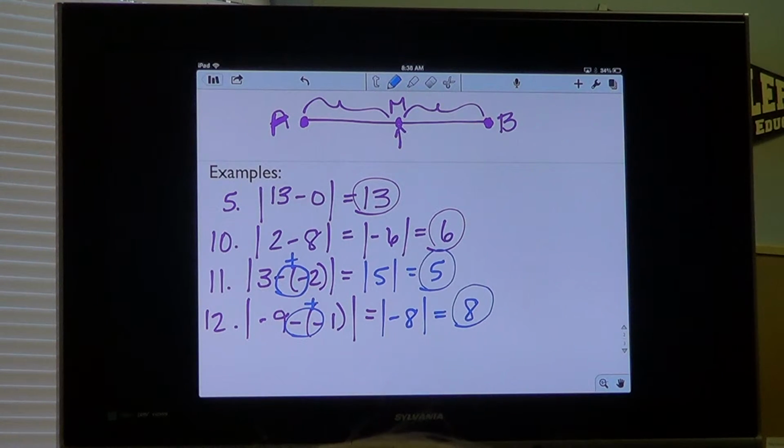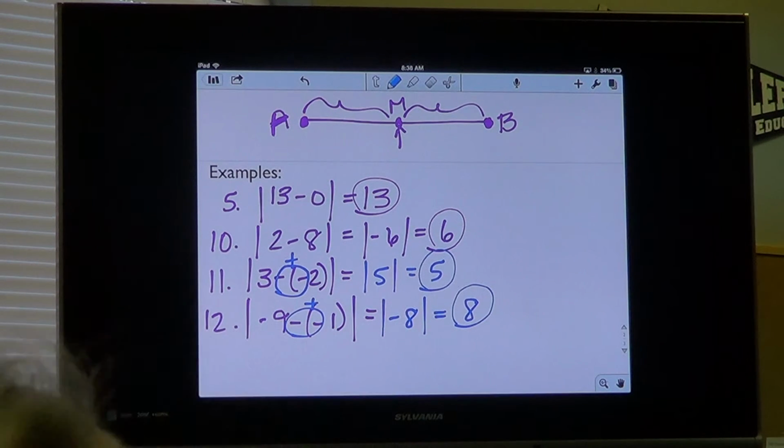So D is 3 units to the left from point G, and J is 3 units to the right from point G. Okay? And number 26, 2 points, 4 units from point E. Okay? A and I. Okay?